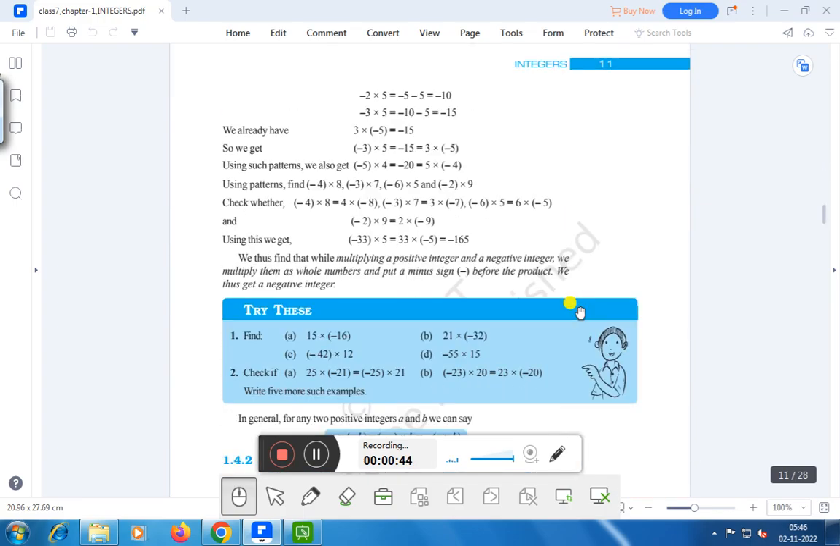In the same way we can say that while multiplying a positive integer and a negative integer, we multiply them as whole numbers and put a minus sign before the product. We thus get a negative integer, right? Like this in the above.